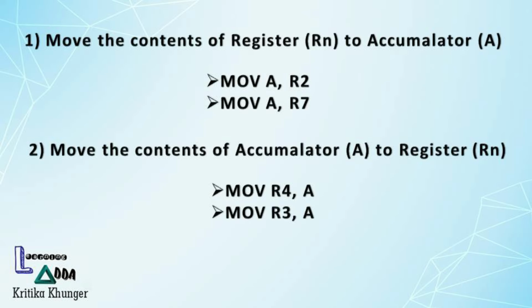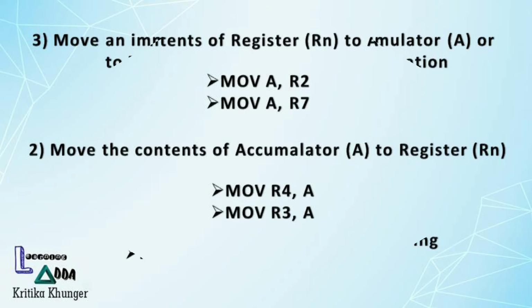The second move instruction is move the content of accumulator A to register Rn. Here we are moving the content of accumulator into a register. We have used two registers over here, R4 and R3, for example. We are moving the content of accumulator to R4 in the first instruction, and we are moving the content of accumulator into R3 register in the second example.